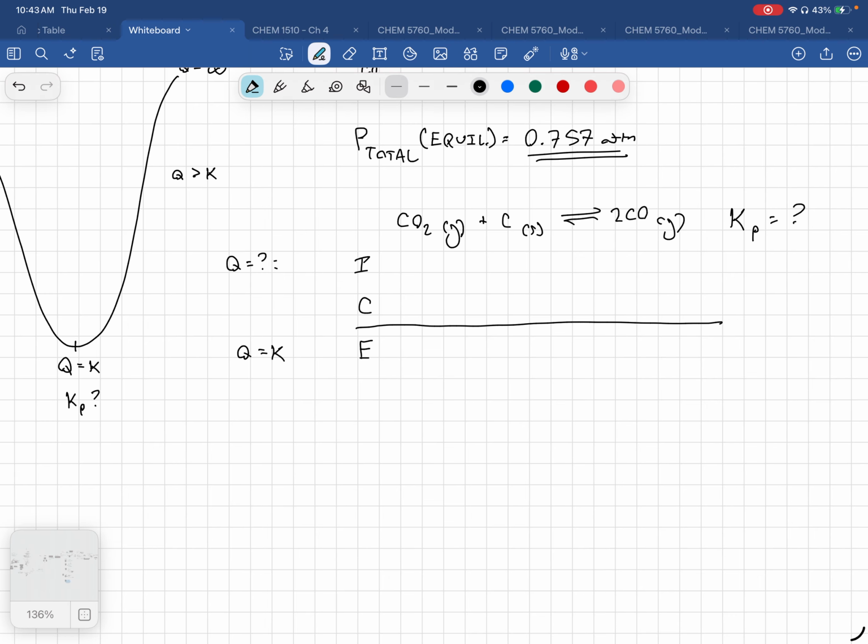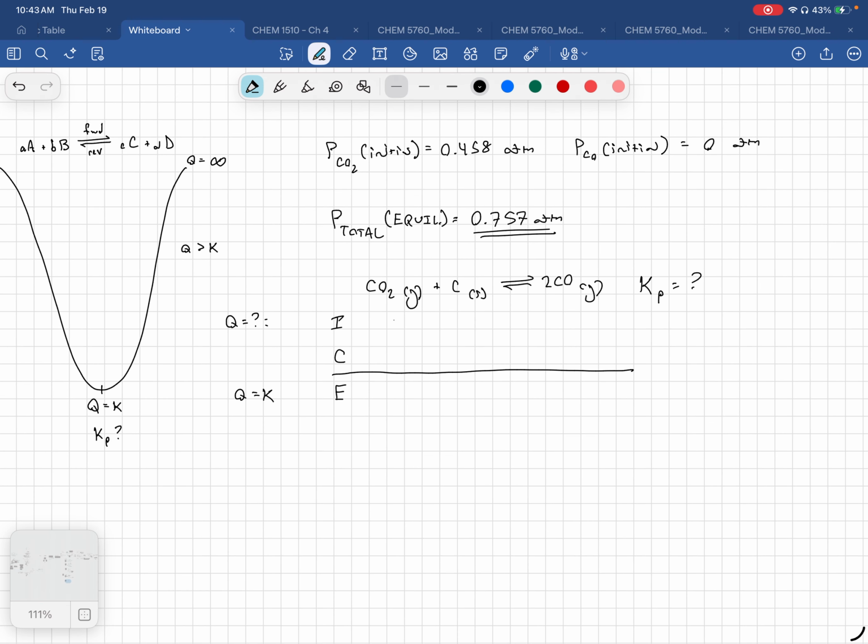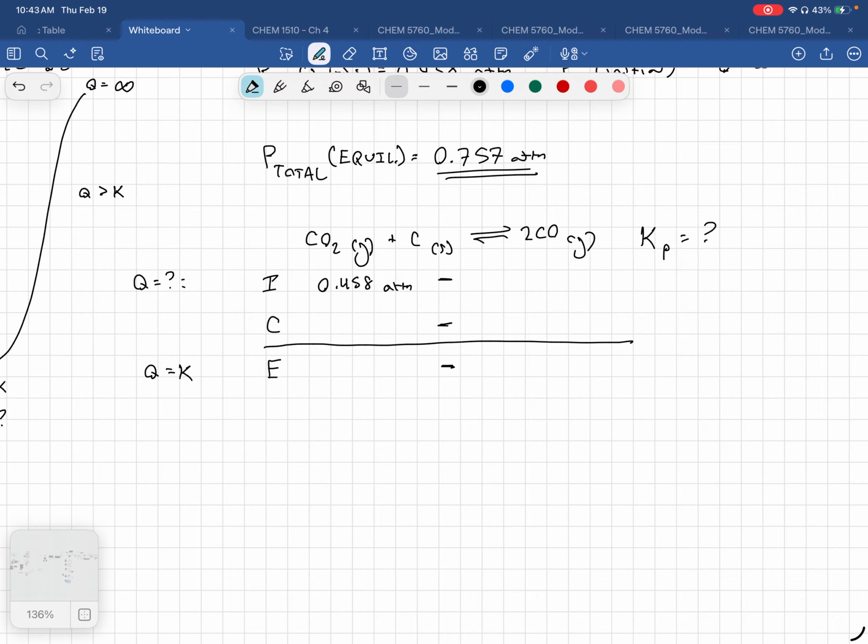All right. So our initial pressure of the CO2 we were given, that's 0.458 atmospheres. Now, carbon is a solid. Solids do not show up in K expressions. So we're just going to block those out because we don't need values for that, because our K expression does not include the pressure for the solid carbon. Our initial pressure of carbon monoxide is 0 atmospheres.